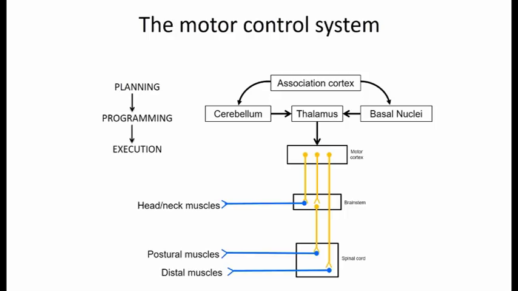Now this here is the diagram of our motor control system, and that shows us the interaction between the different parts of the brain when we perform a voluntary movement. So it reminds us that the association cortex is involved in the planning stage of the movement. The cerebellum and the basal nuclei are involved in the programming of the movement, and then the motor cortex, brainstem and spinal cord are involved in executing that motor program.